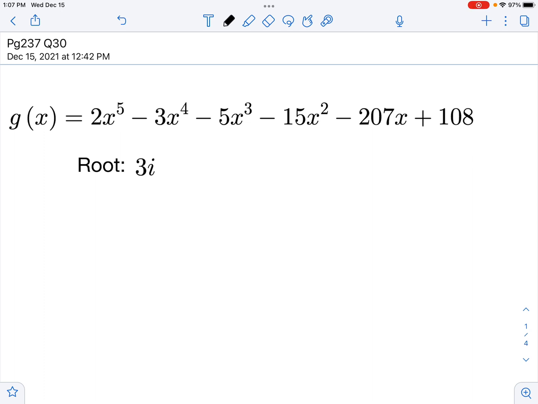Okay, well, from the conjugate root theorem, we know that if 3i is one of the roots, then it follows that another one of the roots is negative 3i. All right, so we know right off the bat that if one root is 3i, the other one must be negative 3i. That is the conjugate of 3i.